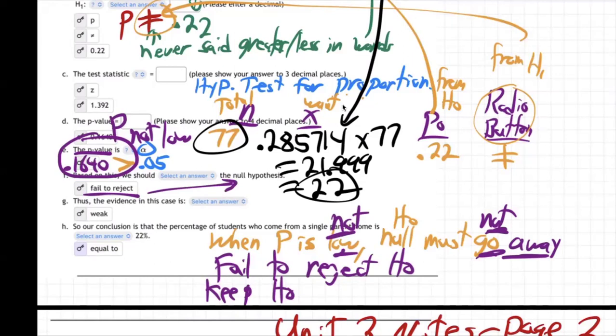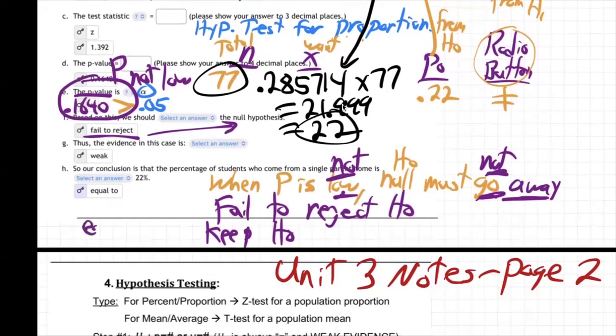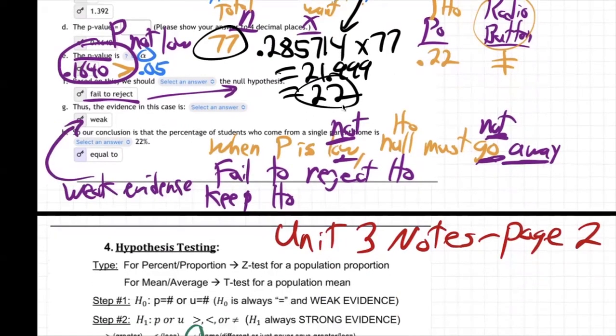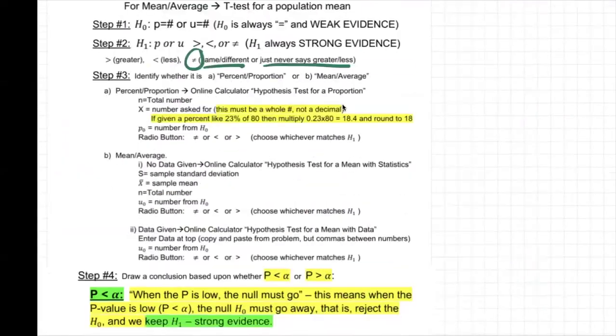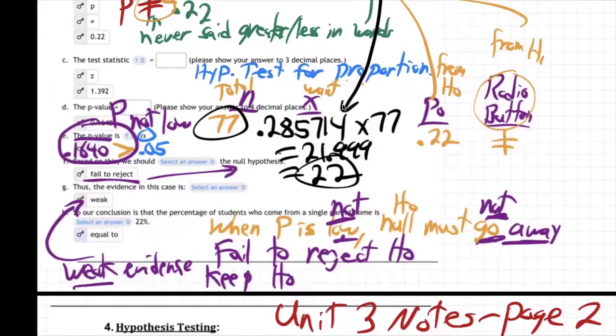And it says, I'm going to keep the H0, and it says weak evidence, which we have right there. So where's that? That's right in here, right? When the P is not low, it's greater. The null must not go away. That is, fail to reject the null. Instead, we keep H0, weak evidence. So there's the weak evidence, and I'm keeping H0.